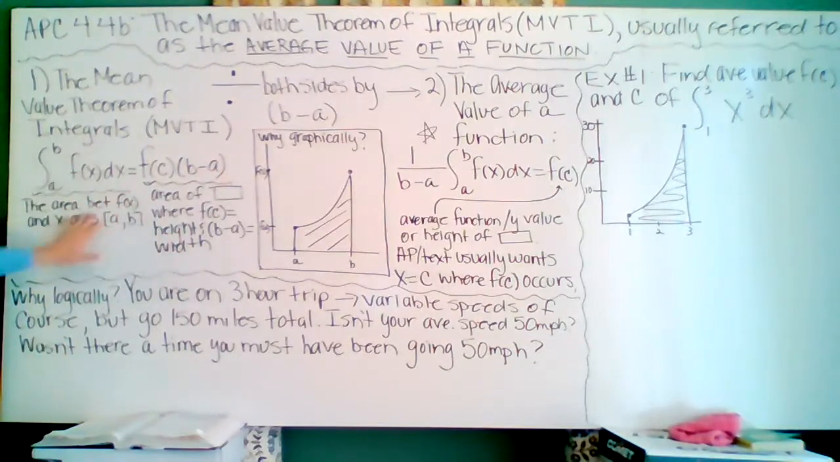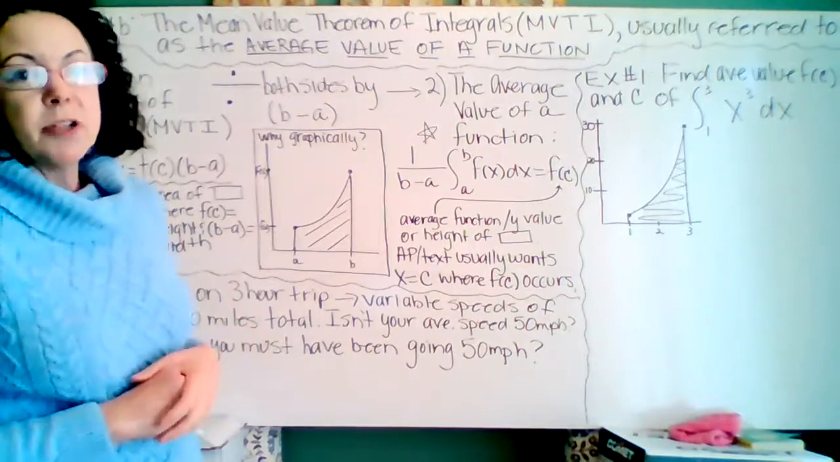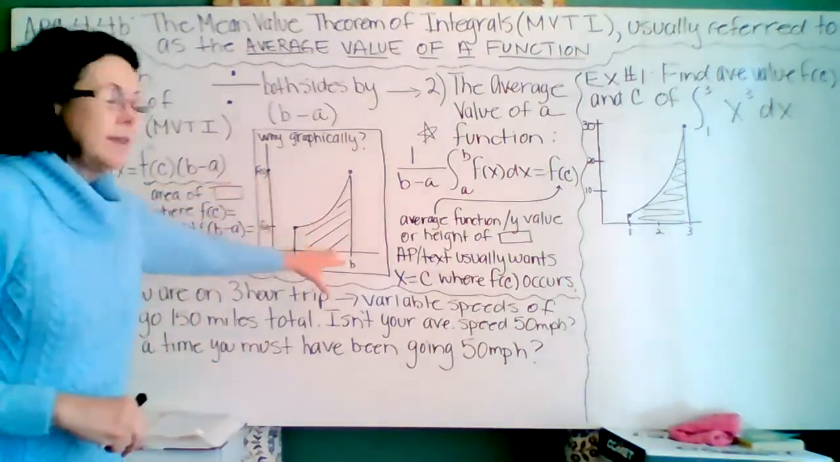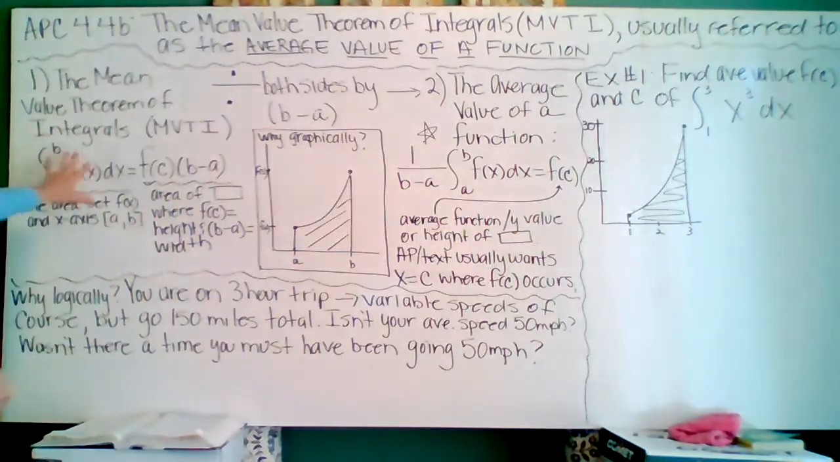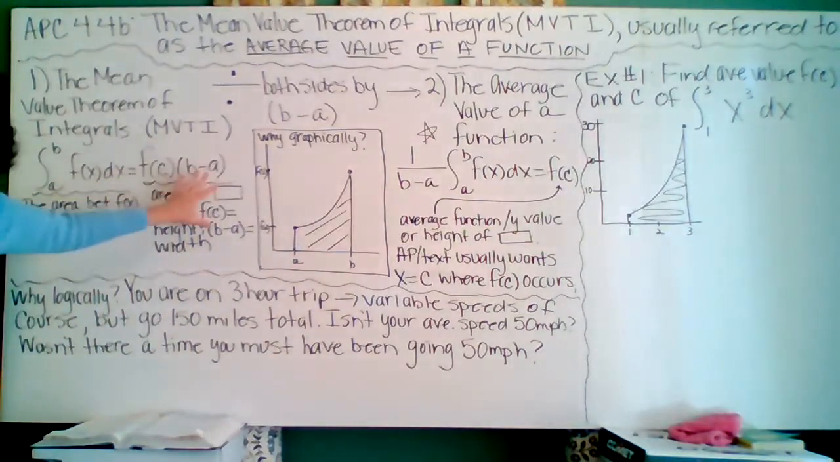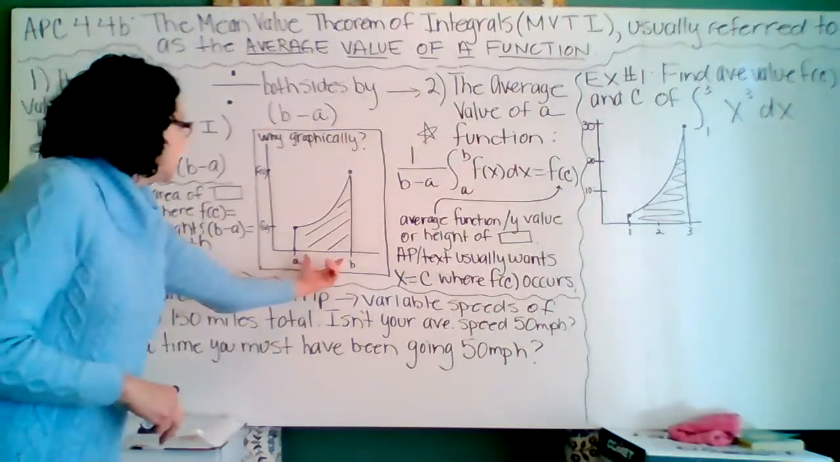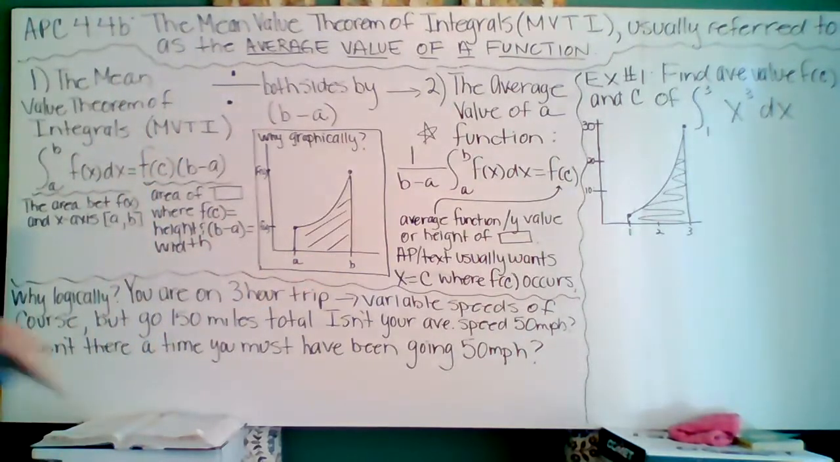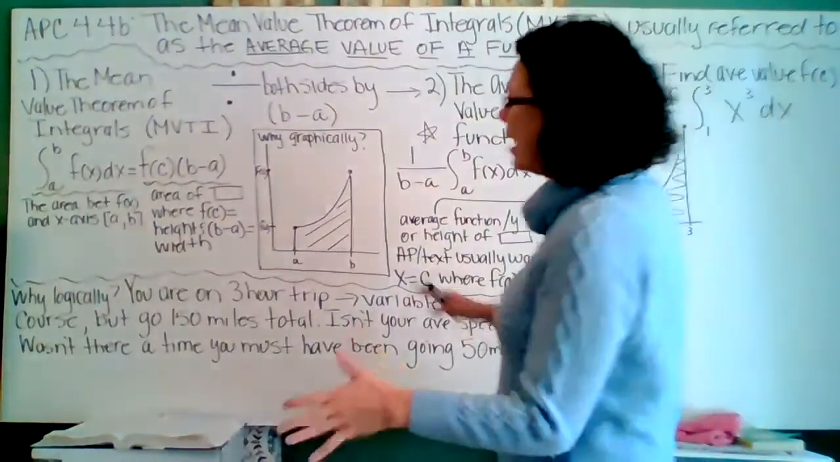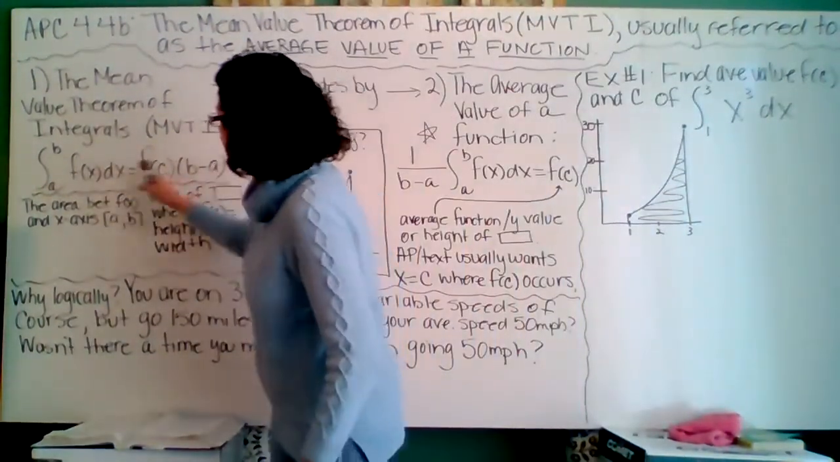When we have been given an a and b of a function, its integral is the area between that function and the x-axis. And we're saying that this area equals this area here. This is the area between the function and the x-axis on a to b. This is the area of a rectangle where f of c is the height and b minus a is the width. This is the mean value theorem of integrals.